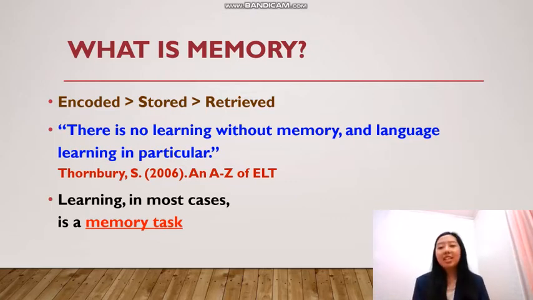There is a wording that says, there is no learning without memory, and language learning in particular. It's a wording by Scott Thornbury in his book entitled An A to Z of ELT, or English Language Teaching. Scott Thornbury himself is a New Zealand linguist and teacher trainer in the field of ELT. So from his wording, we can get that learning in most cases is a memory task, including language learning. In fact, learning a language is learning a large amount of vocabulary. And that's why memory plays a big role in language learning.